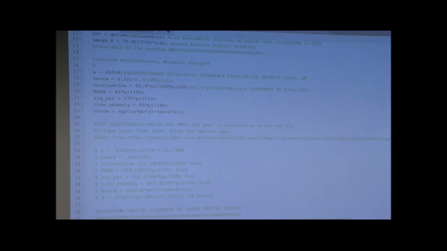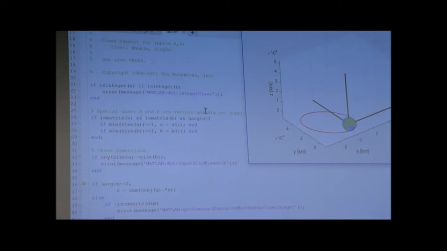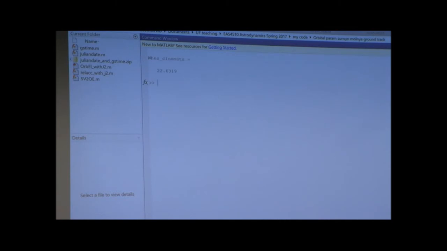oh my goodness, no. How? Okay, I don't know what happened. I don't want to know. Okay, do it again. So these are semi-major axis and inclination to obtain a Molniya orbit, and it's not running. Oh, it's running. Okay.